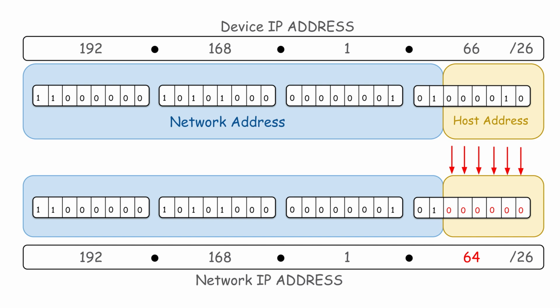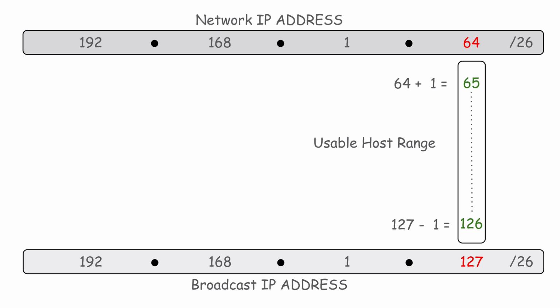To find the network ID, you just turn all host bits to 0. To get the broadcast address, you just set all host bits to 1. The usable host range is everything in between. You skip the network and broadcast.